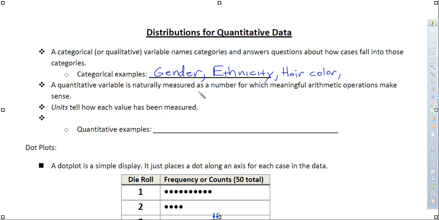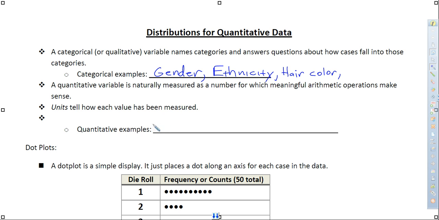So what this means is it has to be a number, but that's not enough. It has to be a number where if you do any kind of arithmetic operation on it, the results will have meaning as well. And usually we could say that it's a number that has to have units. So let's look at some examples.